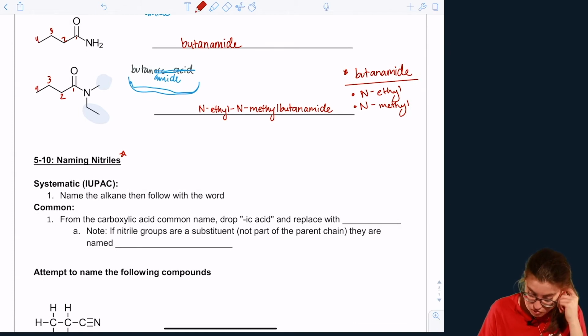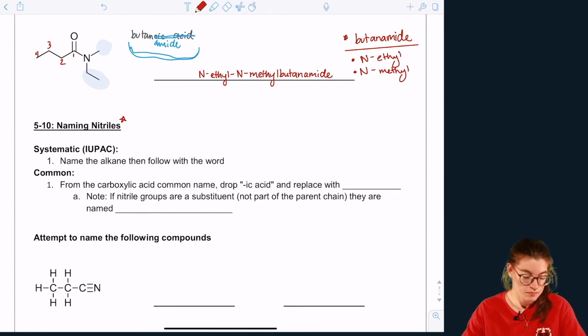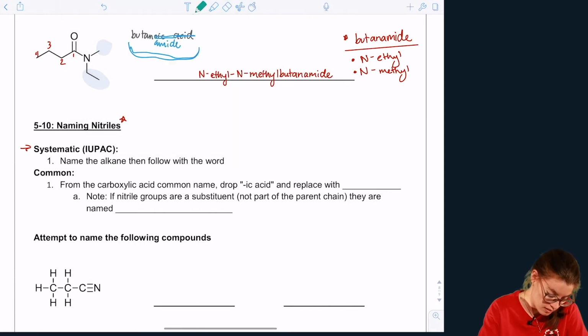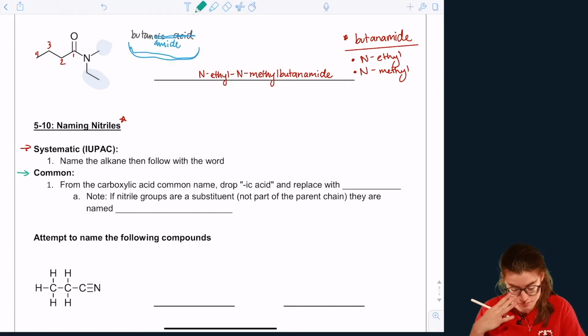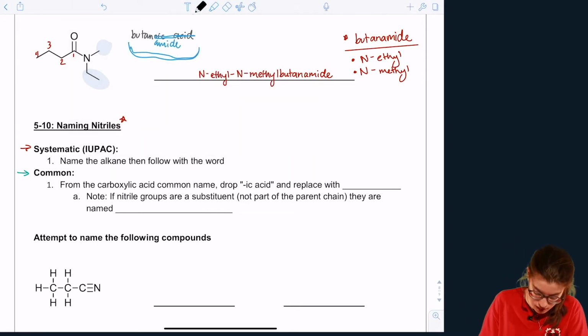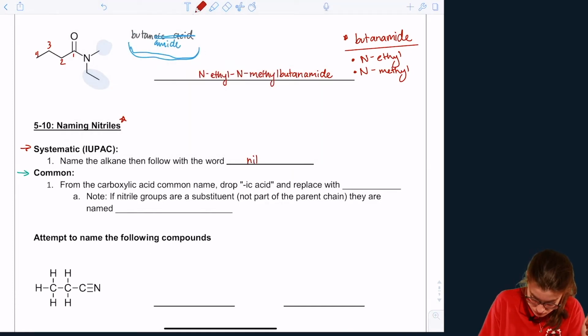And so the last group we're naming here are nitriles. The interesting thing is we're going to go over the systematic name and the common way of naming nitriles. Okay, so for the systematic way, we name the alkane and then we follow with the word nitrile.